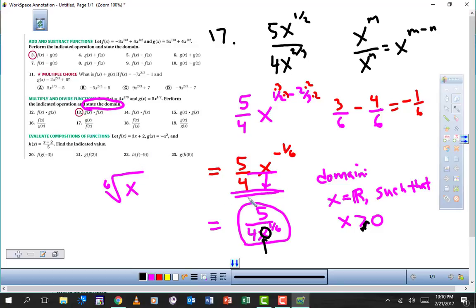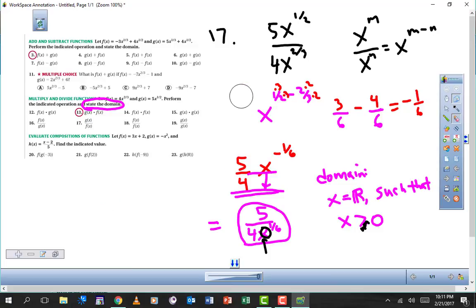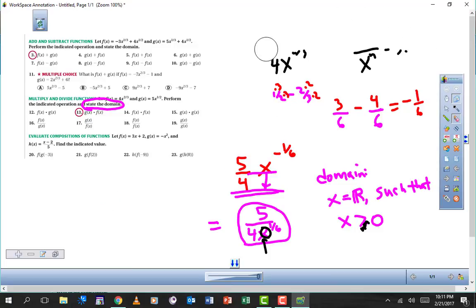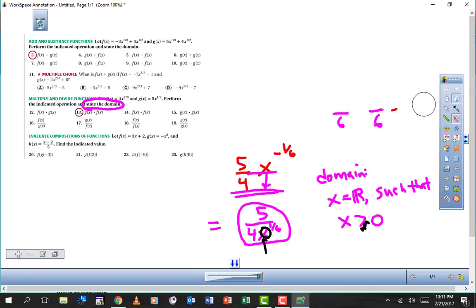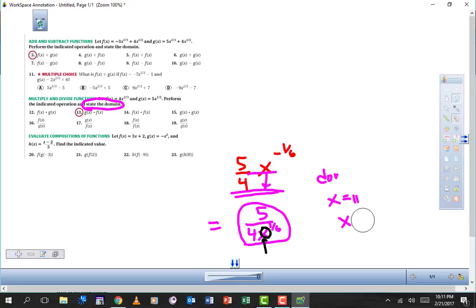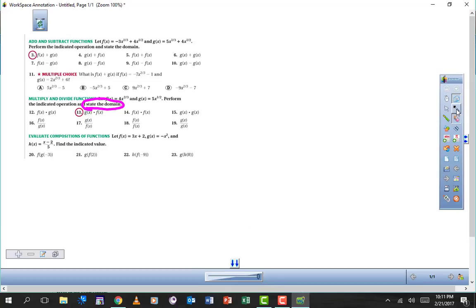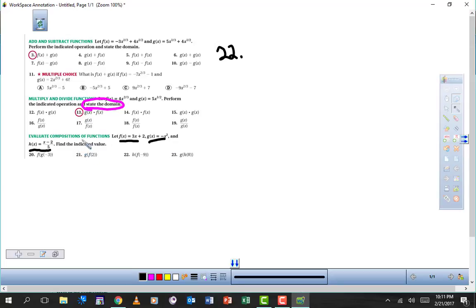And now what I'd like to do is number 22. So let me just clean up some space here. And we'll do number 22. Okay, so 22. What we have on this one, well, notice there's 3 functions. There's f of x, there's g of x, and then there's h of x. And in this one, we don't have to find the domain. But what we're after is h of f of negative 9.